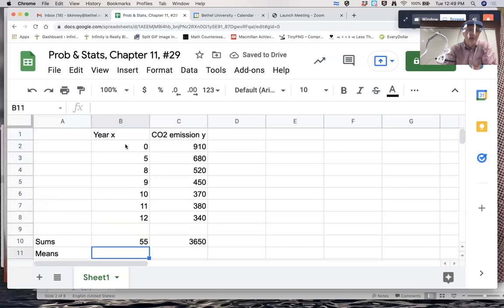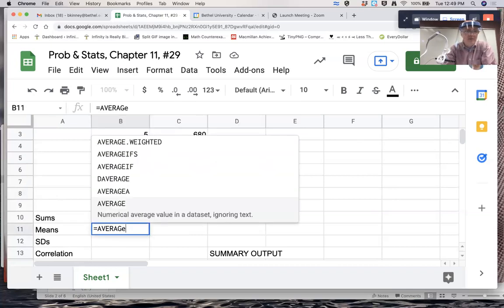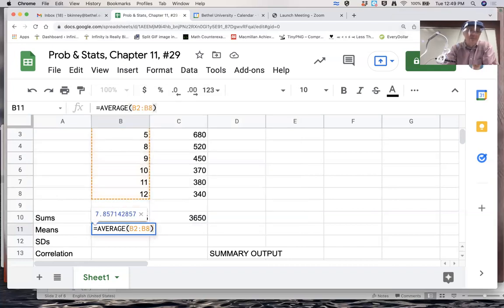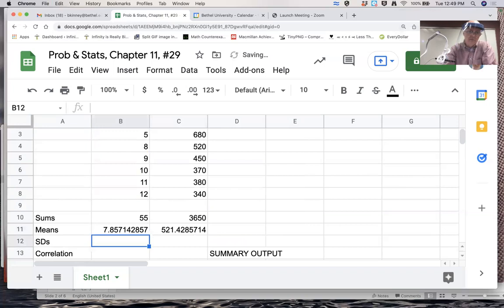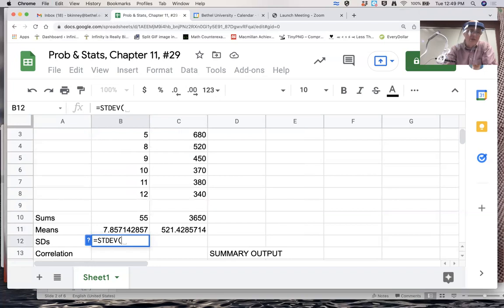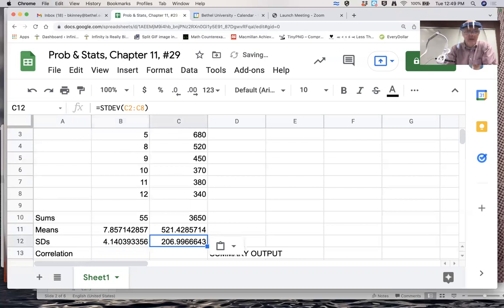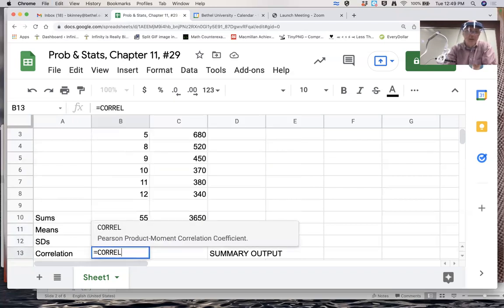For the means, how many data points do I have here? I've got 1, 2, 3, 4, 5, 6, 7. I could divide these numbers by 7 to get the means. I could also just do equals average. $55 divided by 7 is almost 8. Copy and paste that over. Standard deviations equals STDEV. No P. Don't put a P. B2 through B8. Copy and paste.